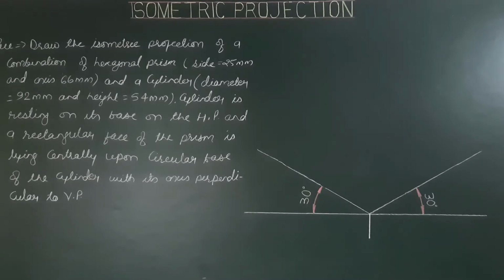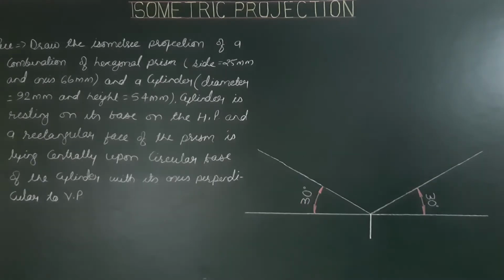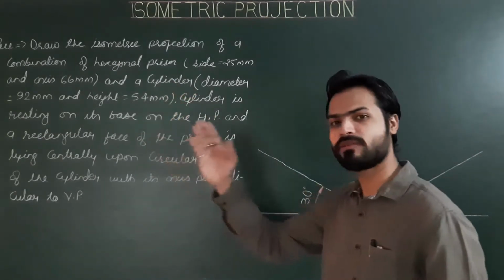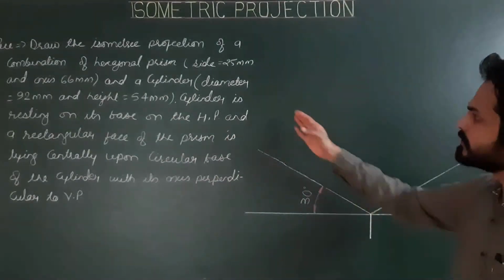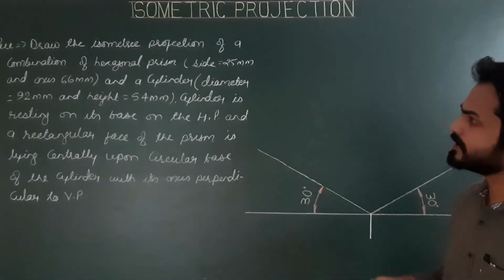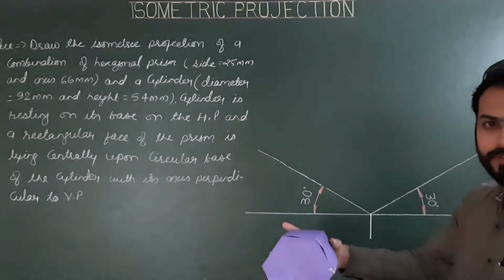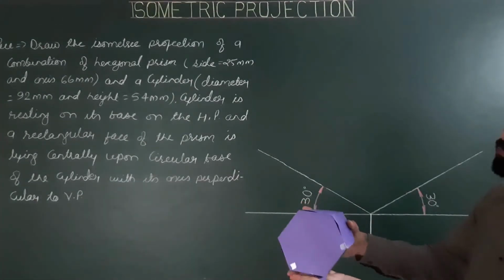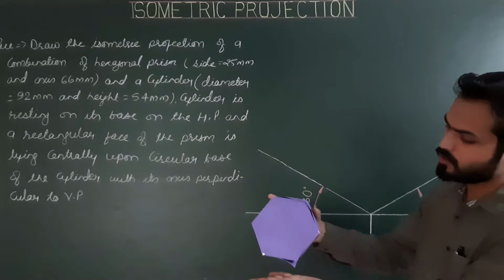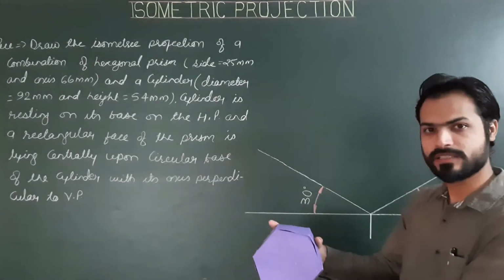Cylinder is resting on its base on the HP and a rectangular face of the prism is lying centrally upon the circular base of the cylinder with its axis perpendicular to VP. Here, first the solid cylinder is resting on its circular base on the ground, on HP, and on the upper circular face of the cylinder, a hexagonal prism is resting on its face. So the face of the hexagonal prism is resting on the upper circular base of the cylinder, centrally.